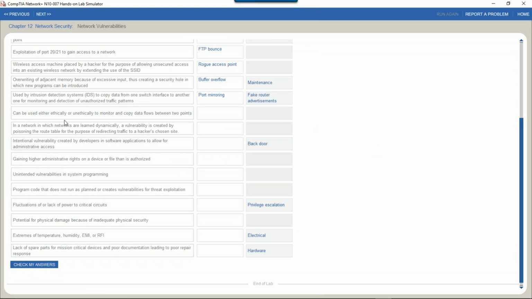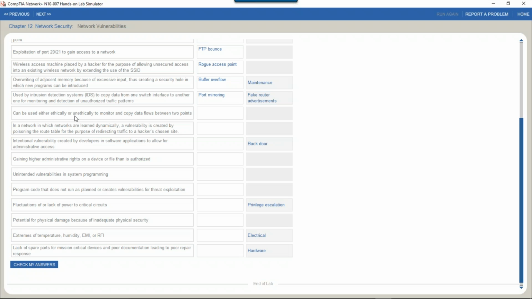So, okay. Next one. This can be used either ethically or unethically to monitor. Once again, there's that monitor again, right? To monitor or copy data flows between 2 points. All right. So this doesn't seem too different from the one up here, right? It looks like you're trying to monitor something, right? But it's saying that it can be used either ethically or unethically. So that's definitely some keywords there.